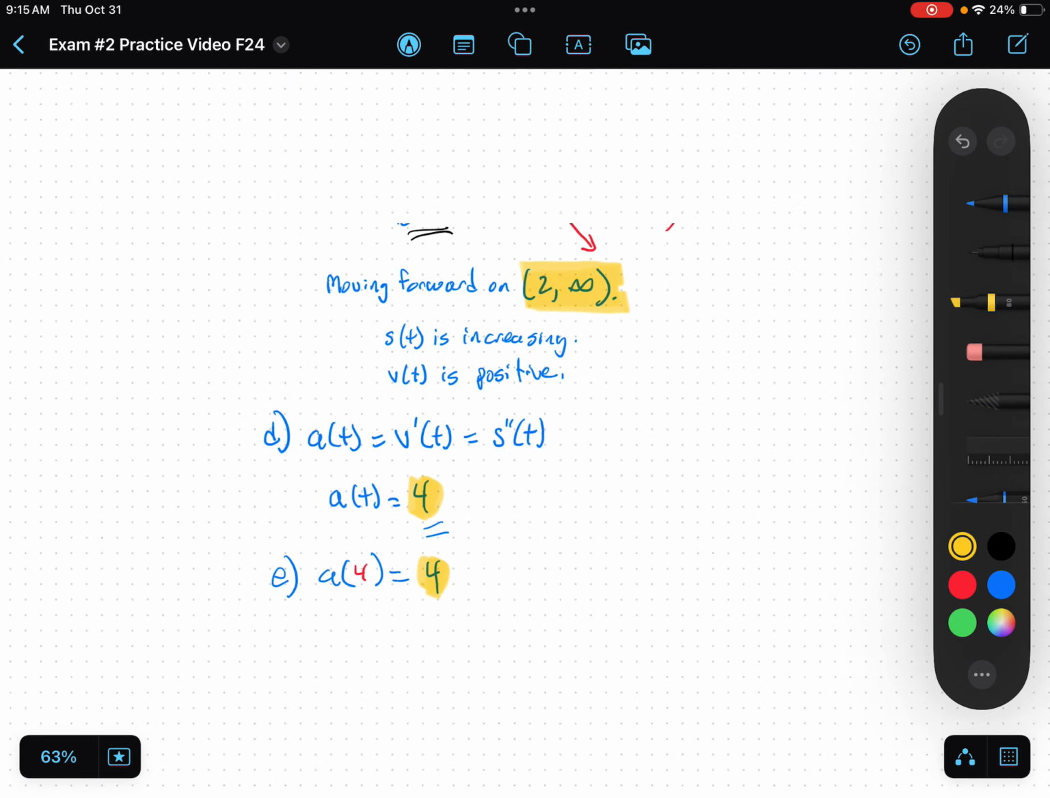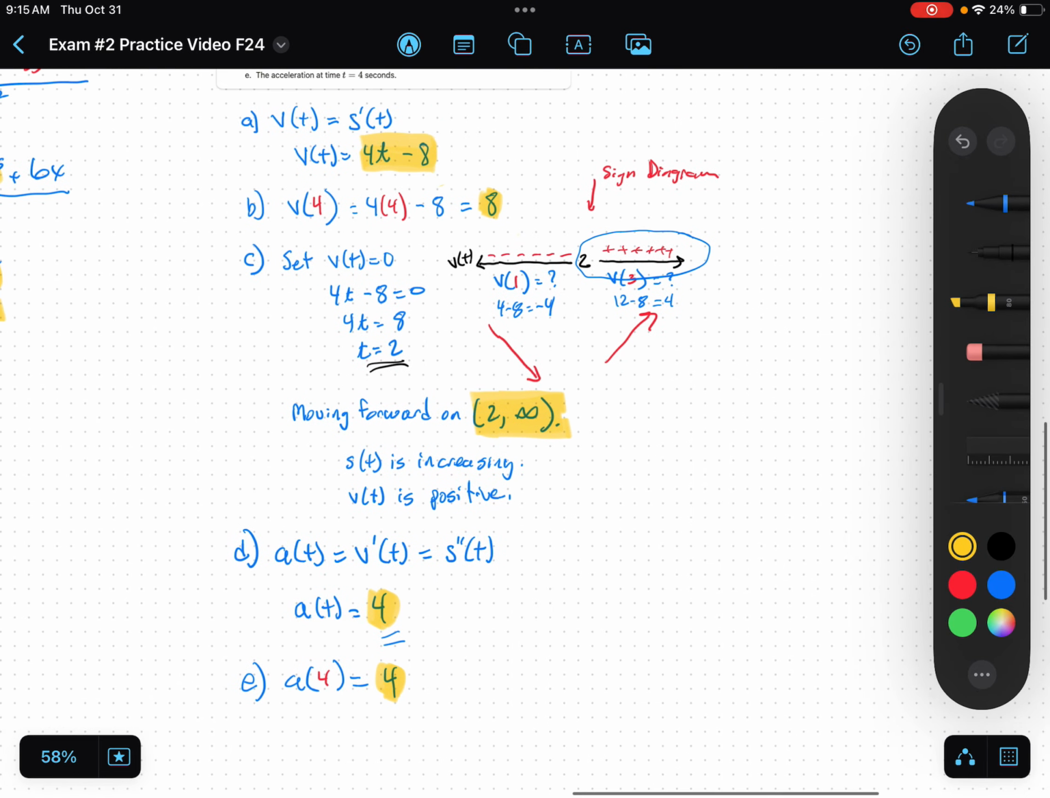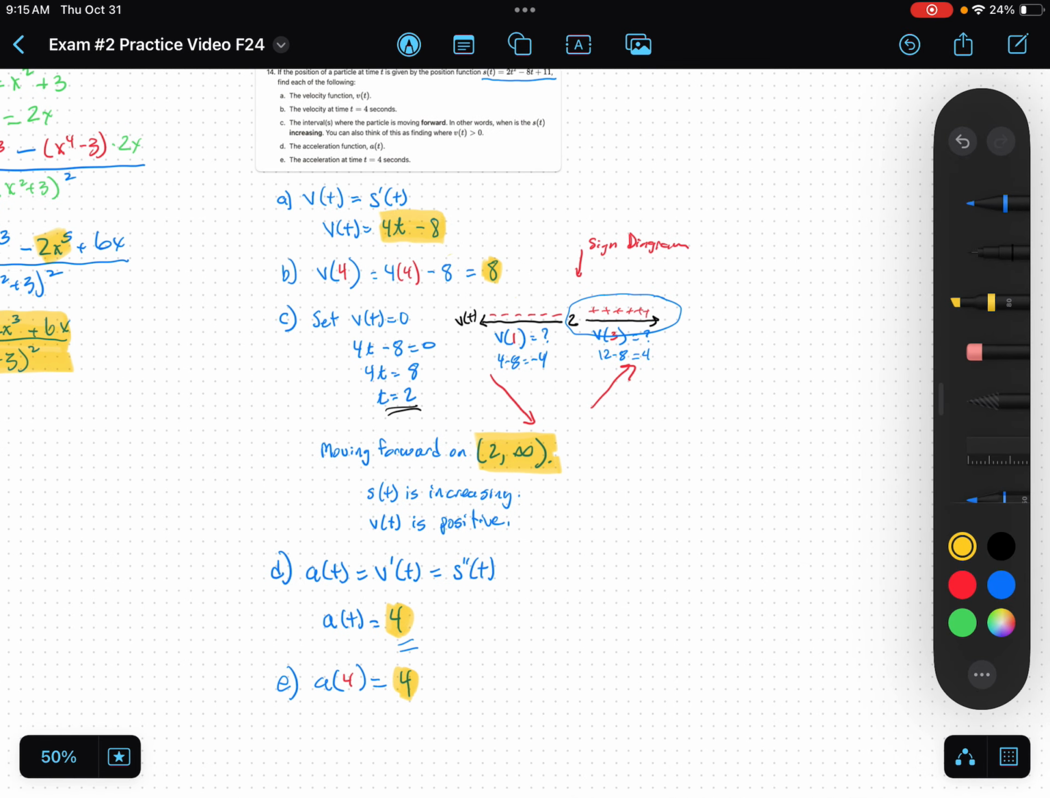Okay, let me zoom out a little so we can kind of see the big picture for this. We had to find the velocity function, which is the derivative of position. So that was our first derivative. We plugged in 4 to find out how fast this thing was going at 4 seconds, which was 8. 8, you can think of it as meters per second if you want.